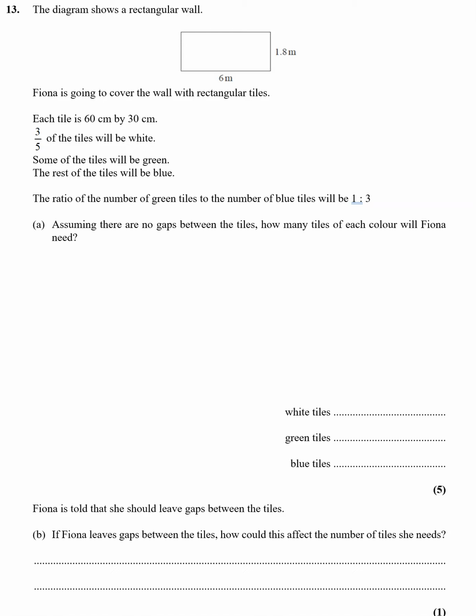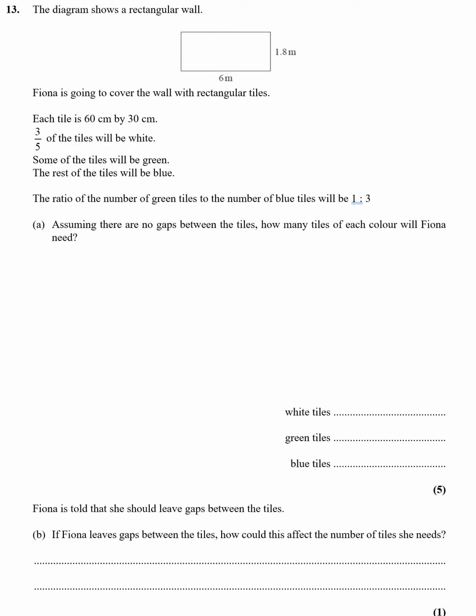3/5 of the tiles will be white, some of the tiles will be green, the rest of the tiles will be blue. Sounds a delight. The ratio of the number of green tiles to the number of blue tiles will be 1 to 3. Assuming there's no gaps between the tiles, how many tiles of each colour?